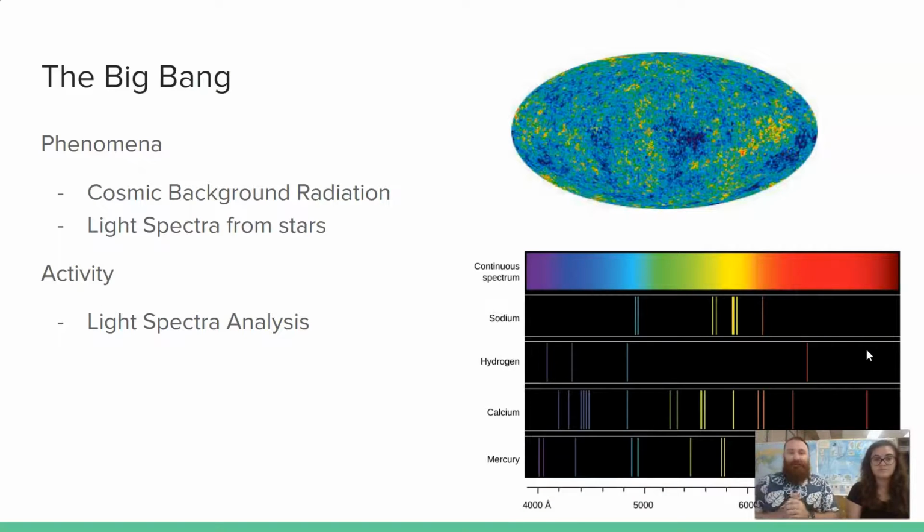The first kind of big thing in the universe is the Big Bang. The phenomena that we want to start with is cosmic background radiation. This ever-present microwave radiation that is the remnants of the Big Bang. So we want to get students to kind of learn the story behind that.